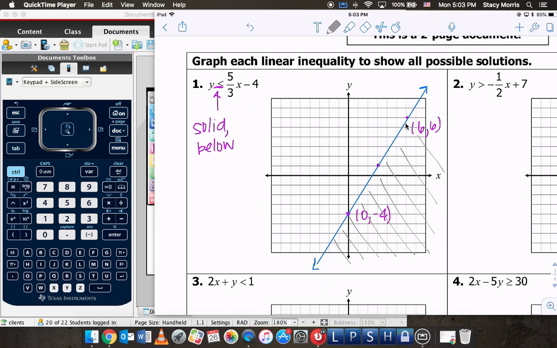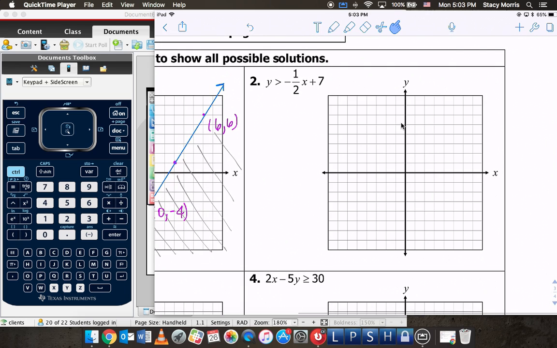So the next example, number 2. Y is greater than -1/2 x plus 7. So again, it's already in y equals mx plus b, so we don't have to do any math to get it there. We're just going to graph by hand.